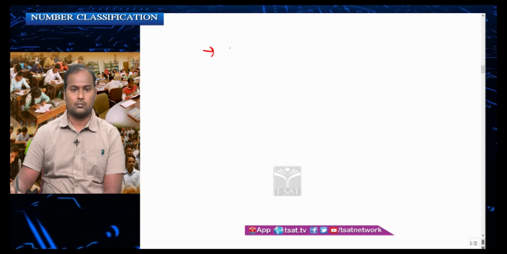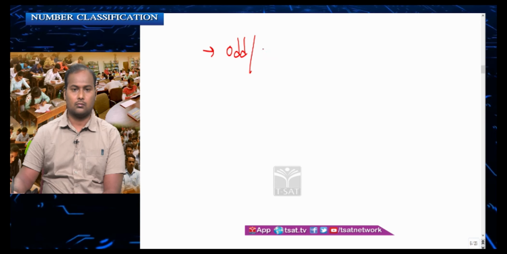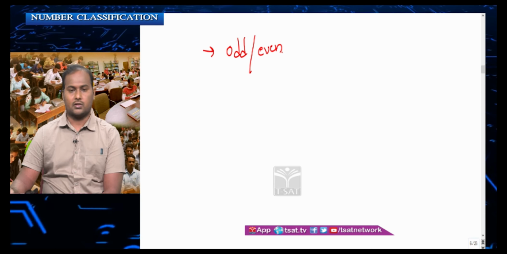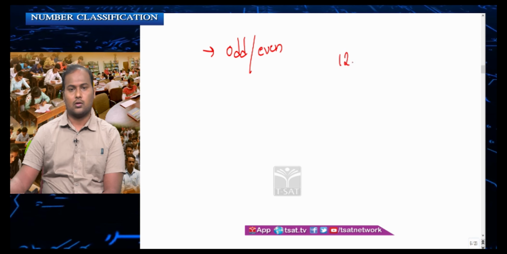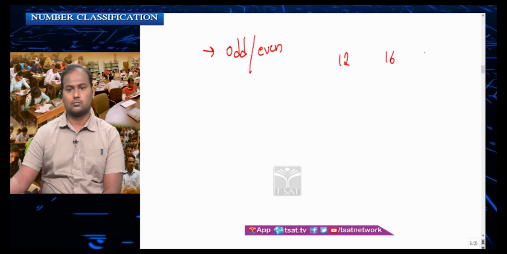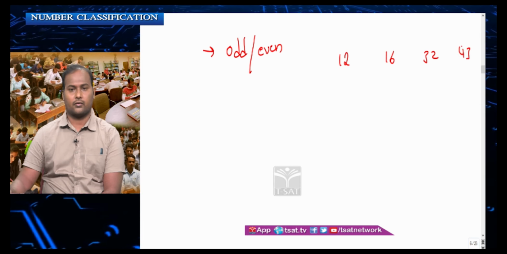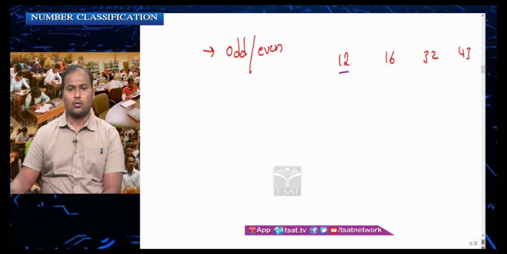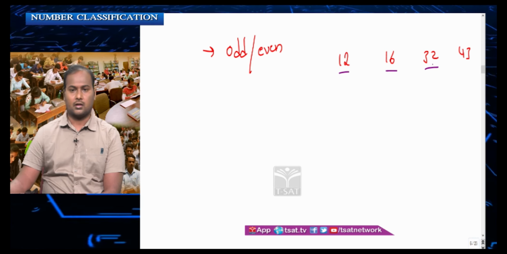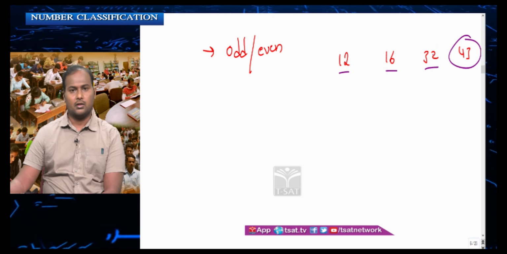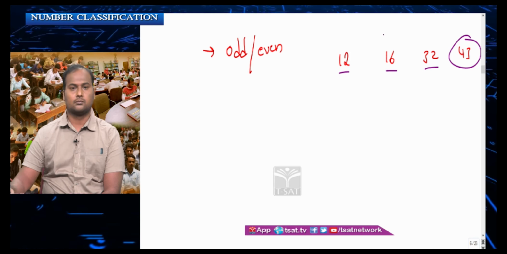Let's see what are the other possibles after squares, cubes and prime numbers. The student should know at least odd or even numbers. So the question is based on odd or even numbers, meaning he will give 12, 16, 32 and he may ask 43 as well. He will ask you to try to classify it. The moment you see this, we know 12, 16 and 32 are even numbers and 43 will become an odd number. So you can expect a question based on even numbers and odd numbers as well.